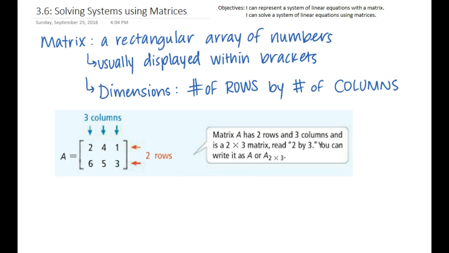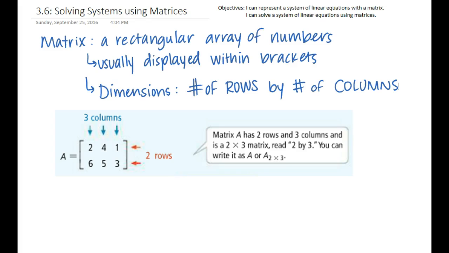Hi everyone, welcome to the lesson video for section 3.6. Today we're going to be learning about solving systems using matrices. And our objectives are that we can represent a system of linear equations with a matrix and then go from there and actually solve a system of linear equations with matrices.